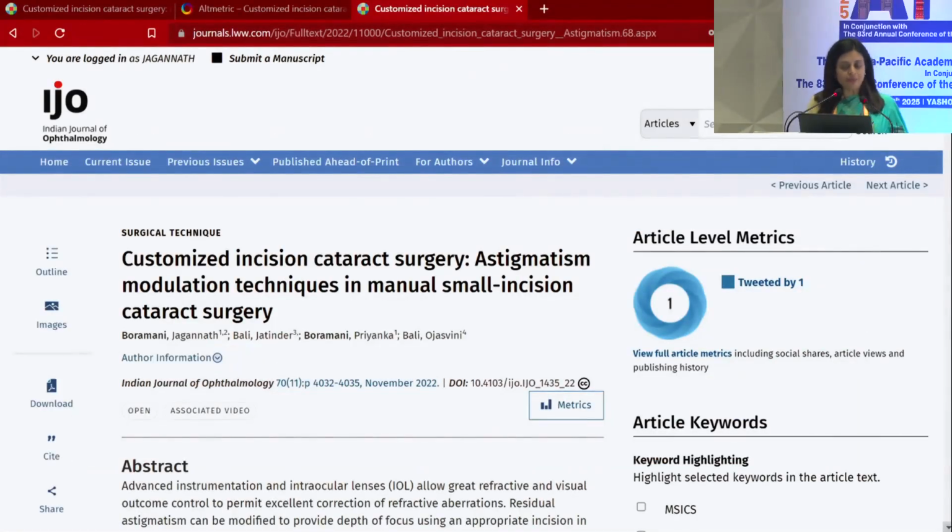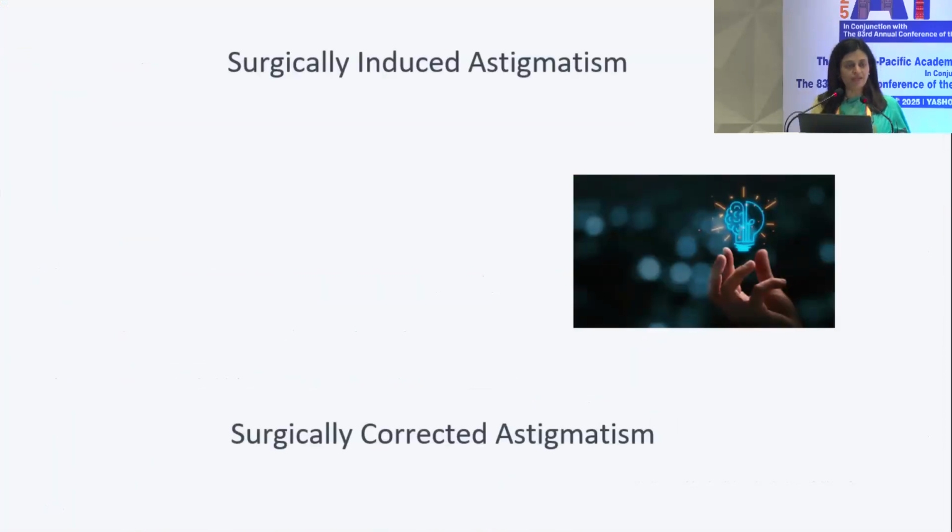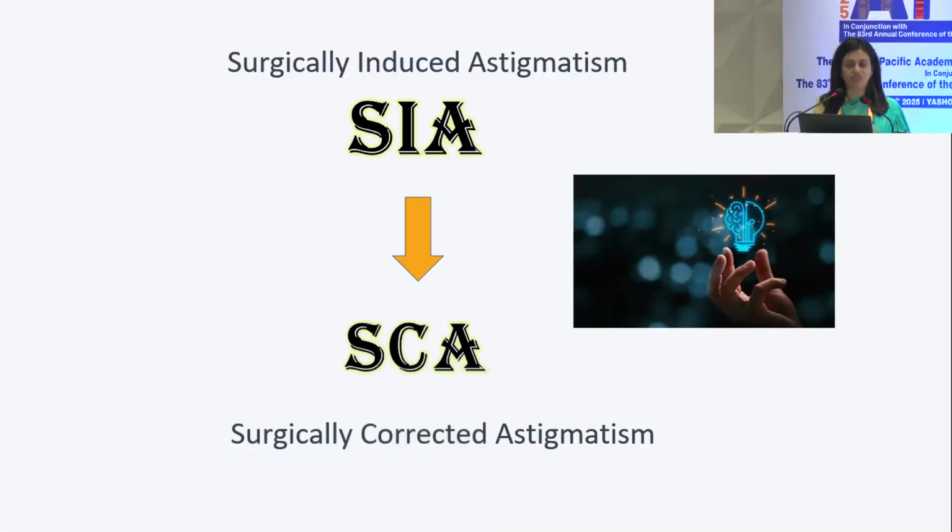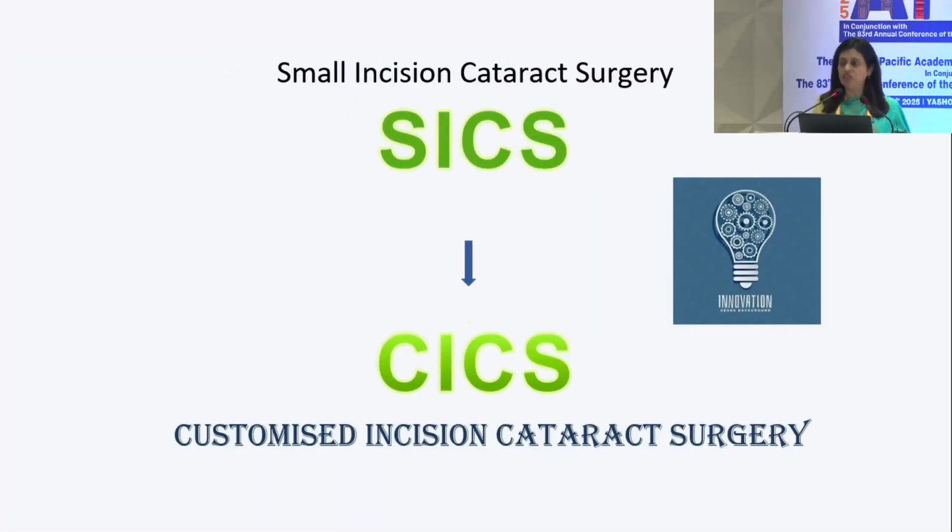So this customized incision cataract surgery and its impact on astigmatism was published in the prestigious Indian Journal of Ophthalmology. Here the surgically induced astigmatism is innovatively used to treat the pre-existing astigmatism. So it is a surgically corrected astigmatism. Here the incision is no more small, but it is customized as per the pre-existing astigmatism. So the proper terminology would be customized incision cataract surgery.